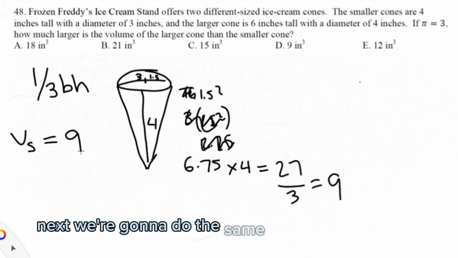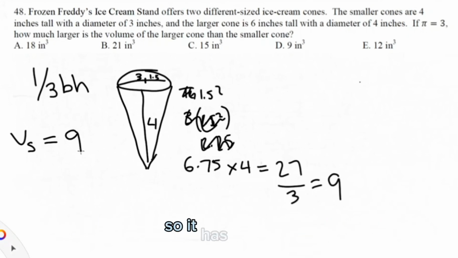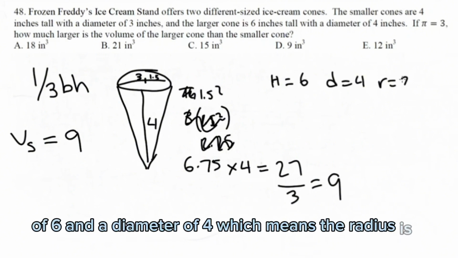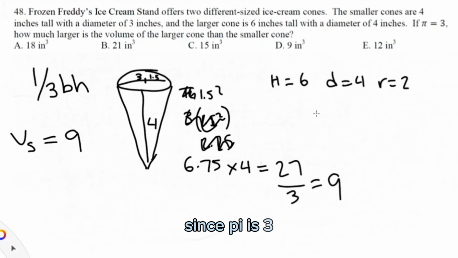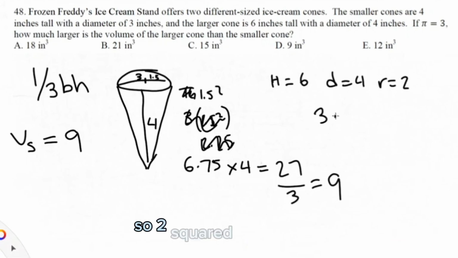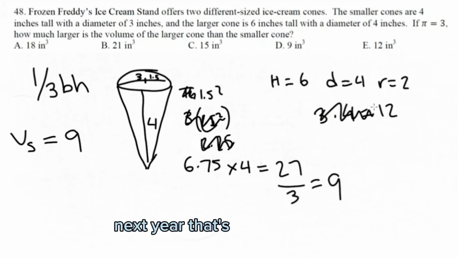Next, we're going to do the same thing with the larger cone. It has a height of 6 and a diameter of 4, which means the radius is 2. Since pi is 3, we can write 3 times r squared. We know r is 2, so 2 squared is just 4. So 3 times 4 equals 12.